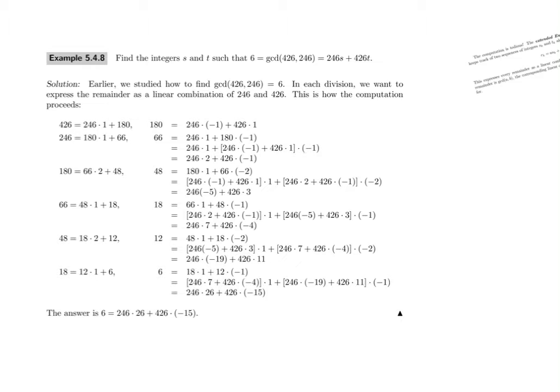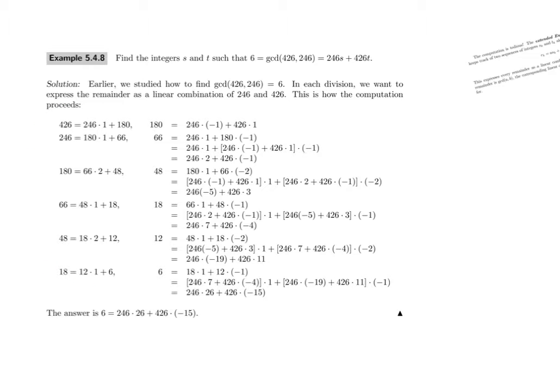12. But when you have larger numbers, or numbers that are not as apparently related to each other, it might be more difficult to determine the GCD as a linear combination of each of those two integers. Now, let's remind ourselves of the Euclidean algorithm that we used to determine the GCD of 426 and 246.